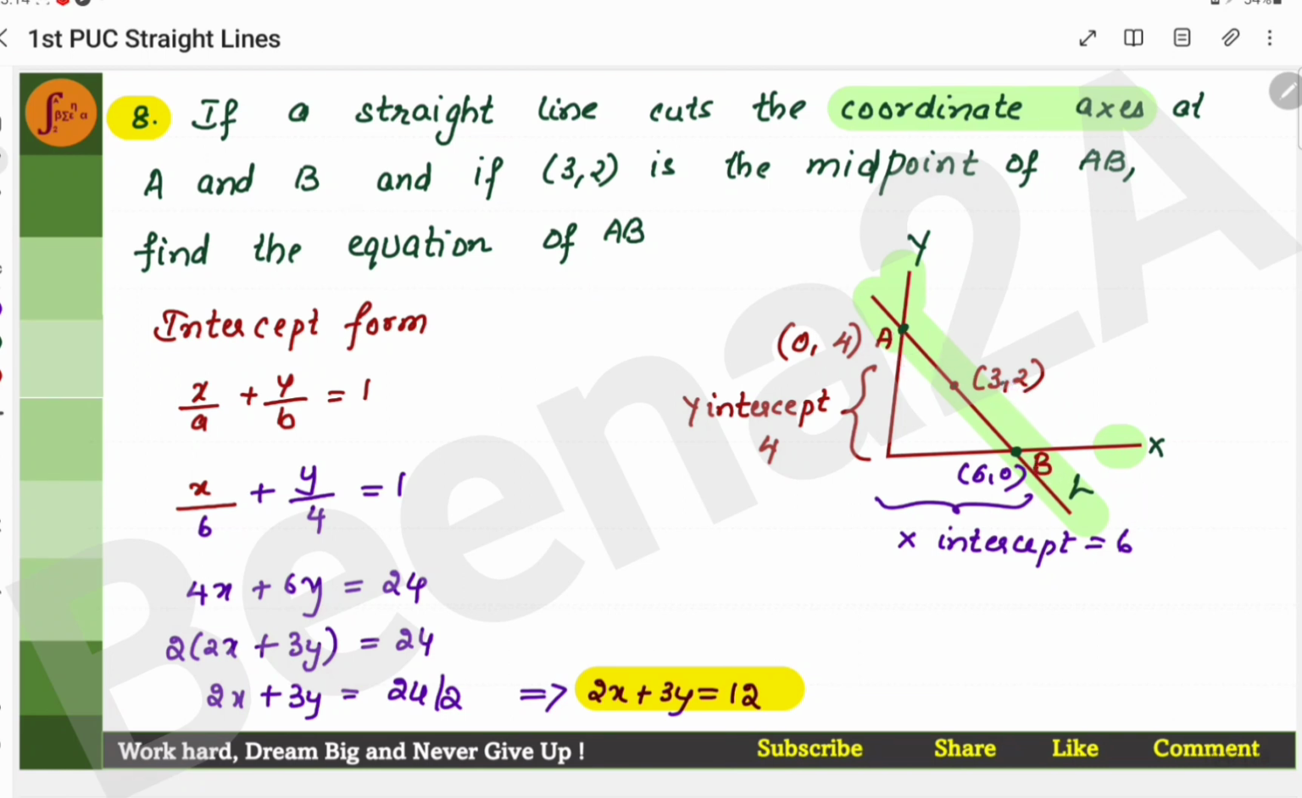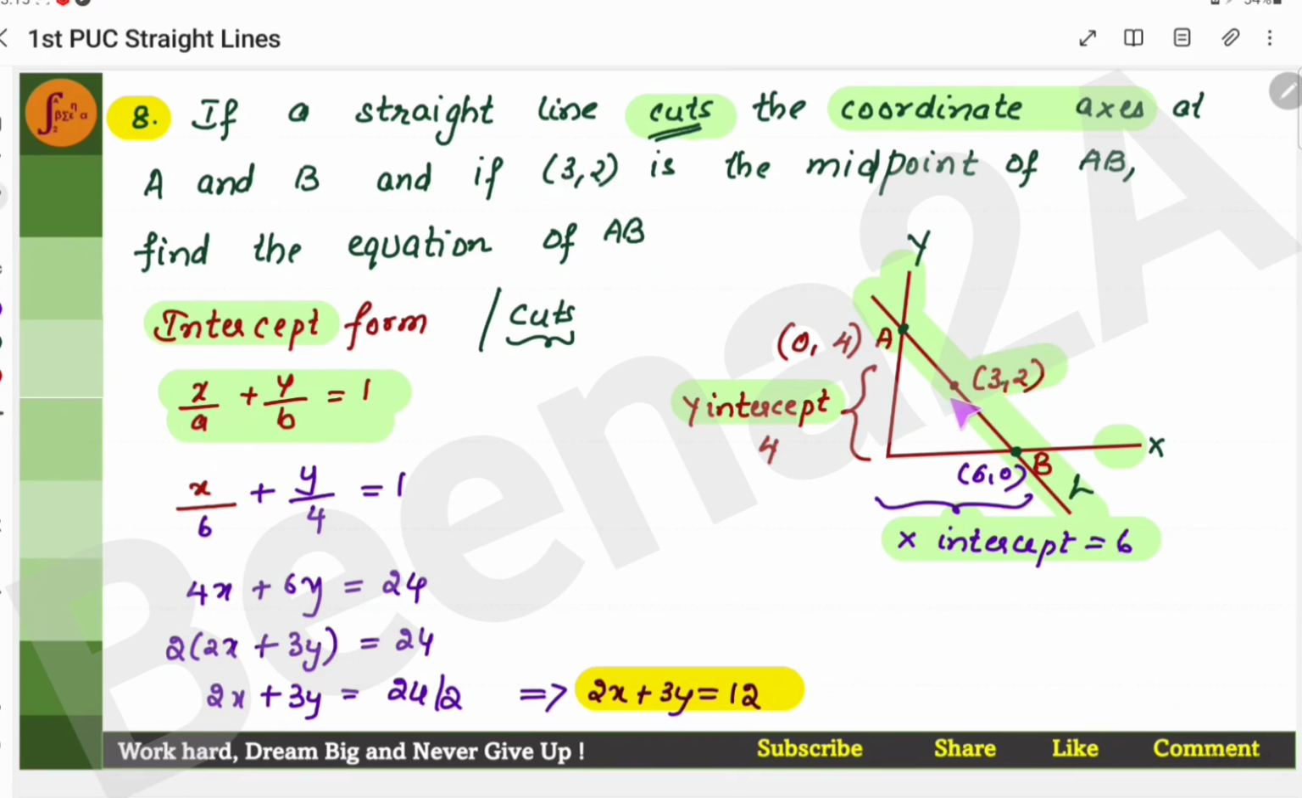You have a point, right? Using this point, you have to find the equation. Now, this word cuts tells you that you have to use the intercept form. So x by a plus y by b is 1. How do we find these intercept values now? We need to find the values of a and b. How do we find them? This is where this point comes in use.